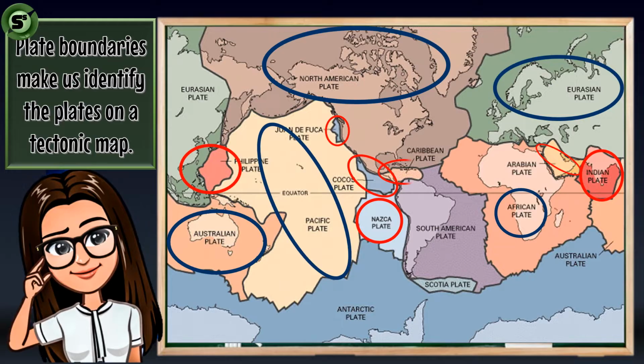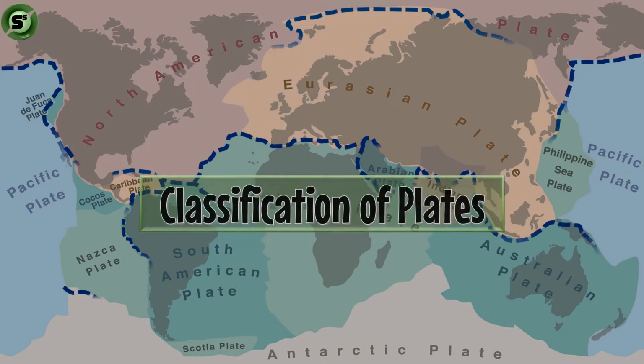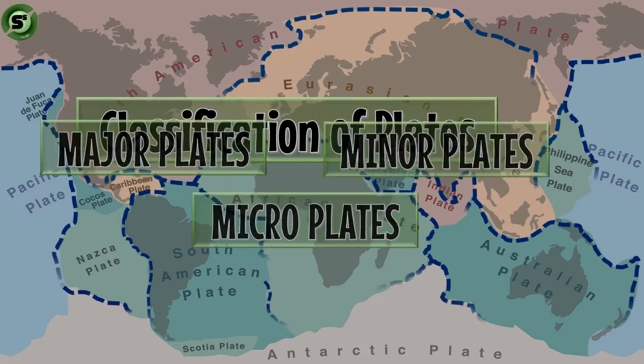The Caribbean plate on top of the South American plate, under which there is Scotia plate, and Antarctic plate, which is located at south, and the coldest plate among all plates. All these plates are categorized as either major, minor, or micro plate.